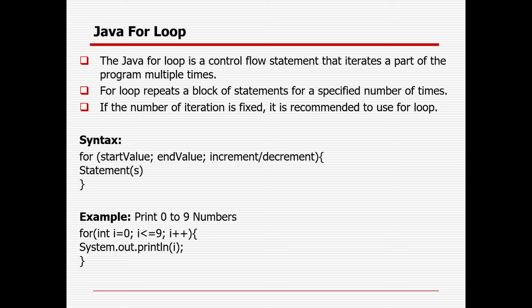Java for loop is a control flow statement that iterates a part of the program multiple times. For loop repeats a block of statements for a specified number of times. If the number of iterations is fixed, it is recommended to use the for loop. What is the syntax? For, start value, end value, increment or decrement operator, then the statement.